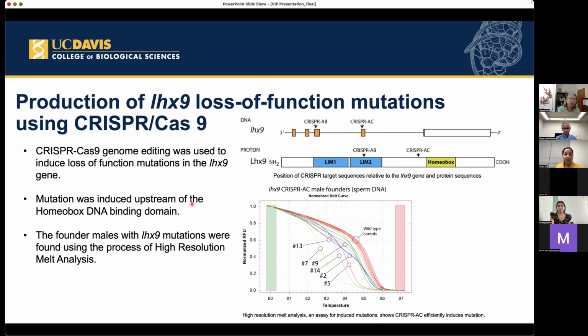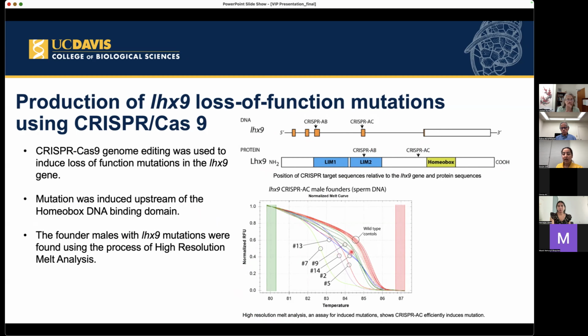So the mutation was induced upstream of the homeobox DNA binding domain, and we proceeded with the CRISPR-AC procedure, and we analyzed using high-resolution melt analysis. This procedure of high-resolution melt analysis helps us to detect mutations in the DNA.